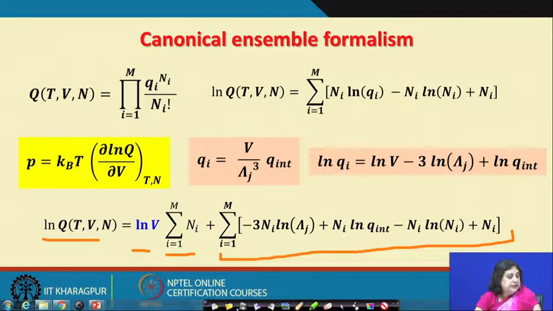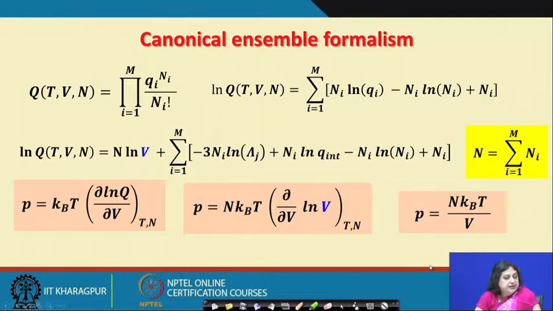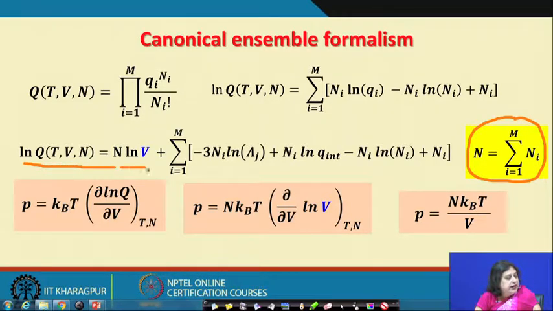If that happens, then I can do a little algebra and rewrite this expression. I introduce this capital N, which is the sum of all the individual numbers of particles present in the system, and then I can say that ln Q(T,V,N) is N ln V plus a term that does not depend on volume explicitly and is a constant at constant temperature and total number of particles.